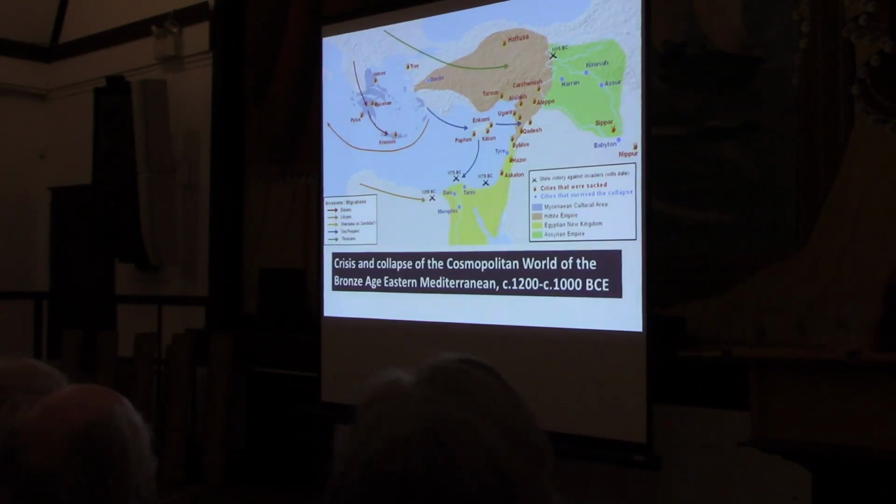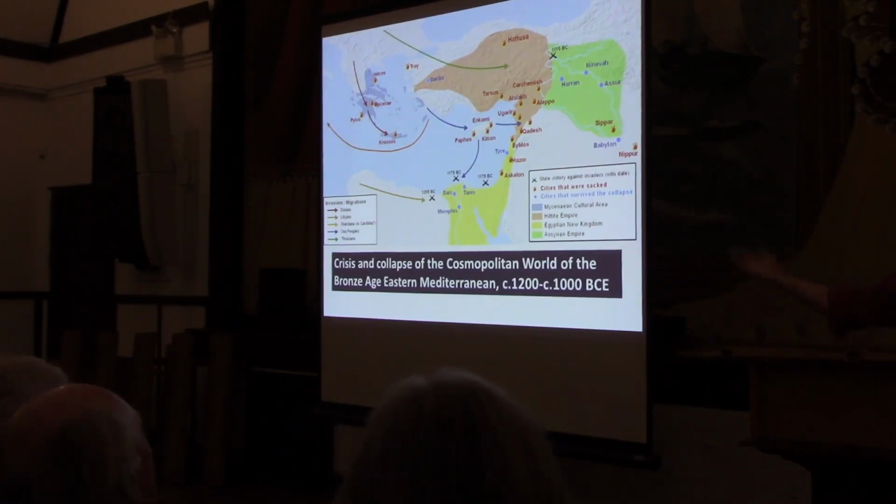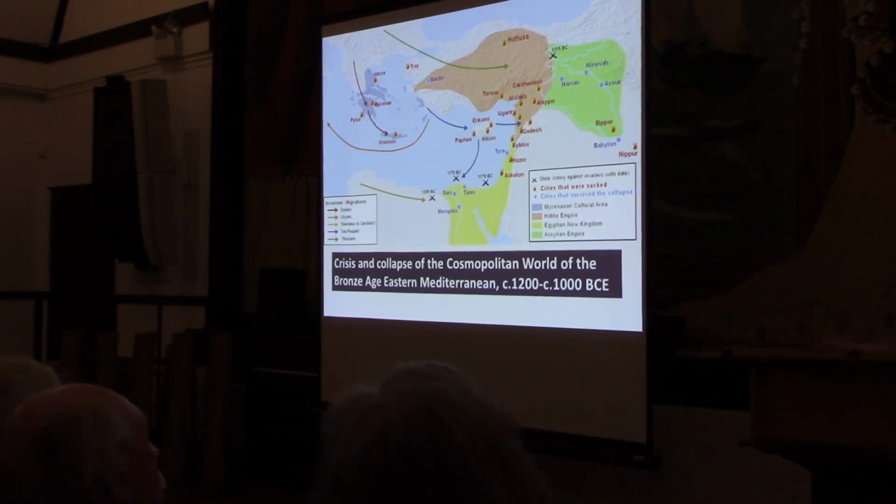Think Troy. This is the historic period in which the sack of Troy takes place, the end of Bronze Age Greece. Big debate back and forth between archaeologists and historians about why this happens. How much of it is invasion? The Egyptians talk a lot about the Sea Peoples, but we don't really know.